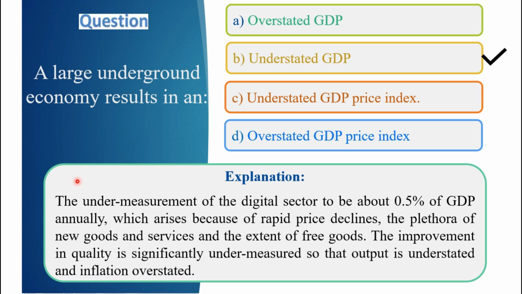The under-measurement of the digital sector is estimated to be about 0.5% of GDP annually, which arises because of rapid price declines, the plethora of new goods and services, and the extent of free goods. The improvement in quality is significantly under-measured, so that output is understated and inflation overstated. In this slide, plethora means a large number.